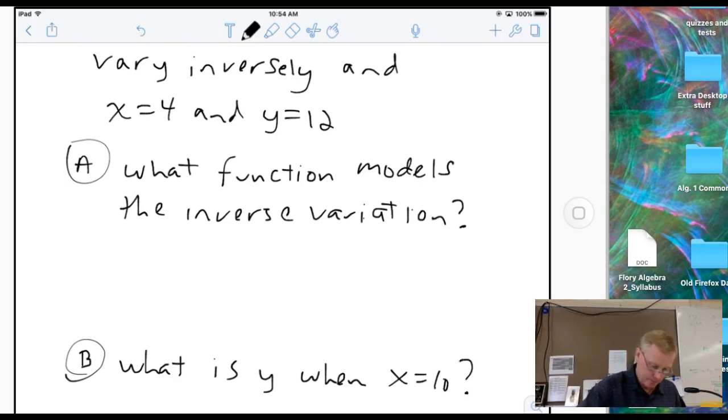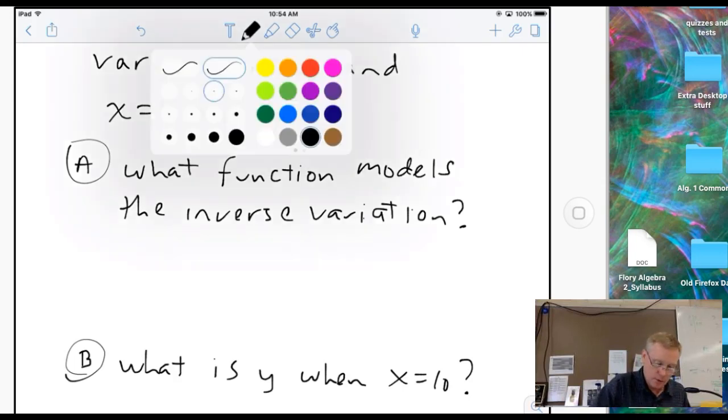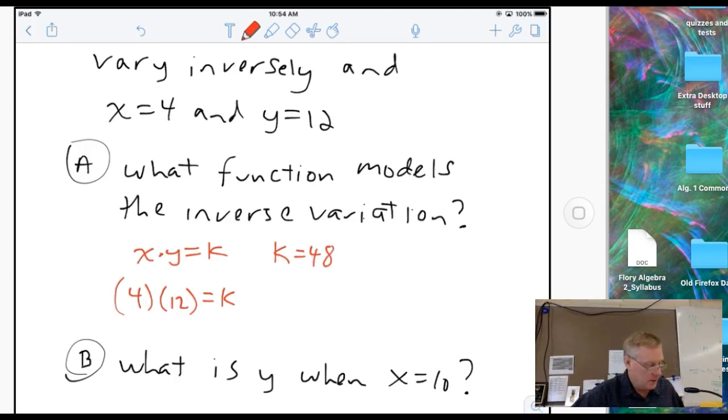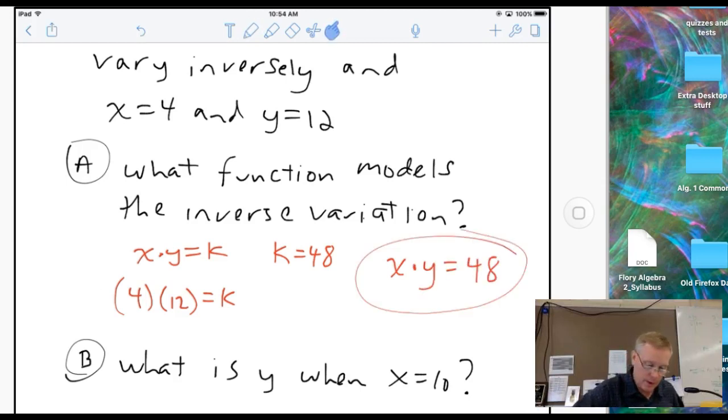Okay, so first, I'm going to take my inverse variation equation. Nice to have that. x times y equals k. And I need to find k. So they told me x is 4 when y is 12. So k equals 48. And now I can come up with the equation, the model, which would be x times y equals 48. And that's part A.